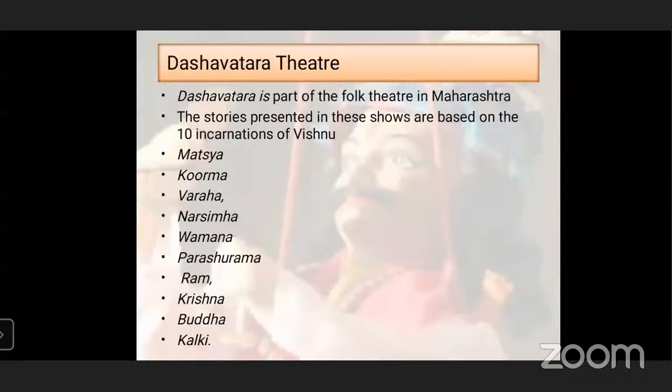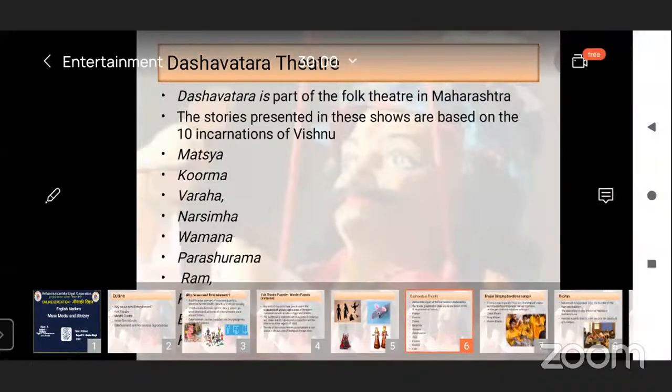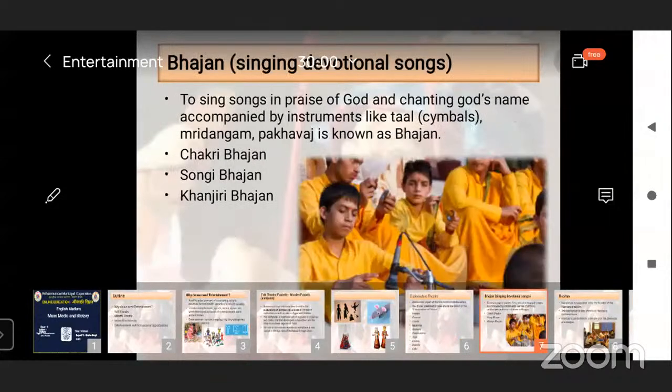Then another type of theater, that is the Dashavatara theater, which is a folk theater in Maharashtra. And here in Dashavatara theater, basically they deal with the stories of Lord Vishnu, the 10 incarnations of Vishnu. Incarnation means avatar. Here there are 10 names of Vishnu's avatars. That is Dashavatara theater.